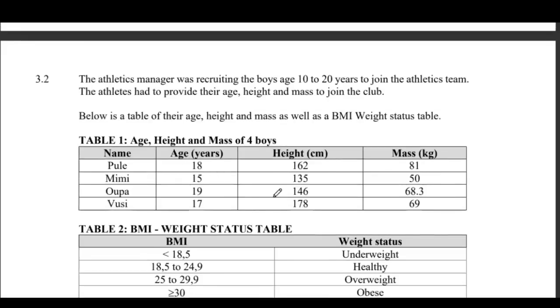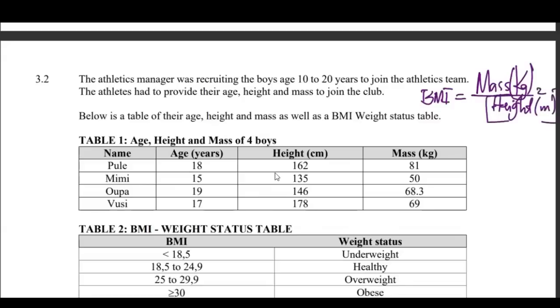Now this takes us back to the BMI charts. BMI stands for body mass index, used to tell the health status or weight status of a given person. Remember very well that BMI will always equal your mass in kilograms divided by your height in meters. The height also has to be in meters, but you have to square it.